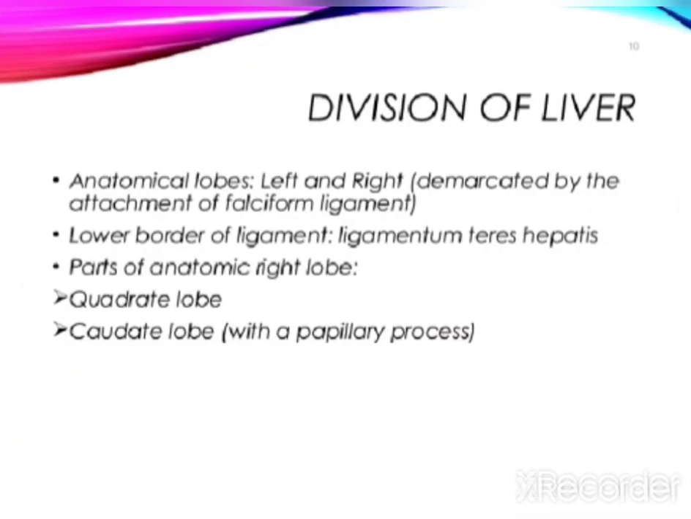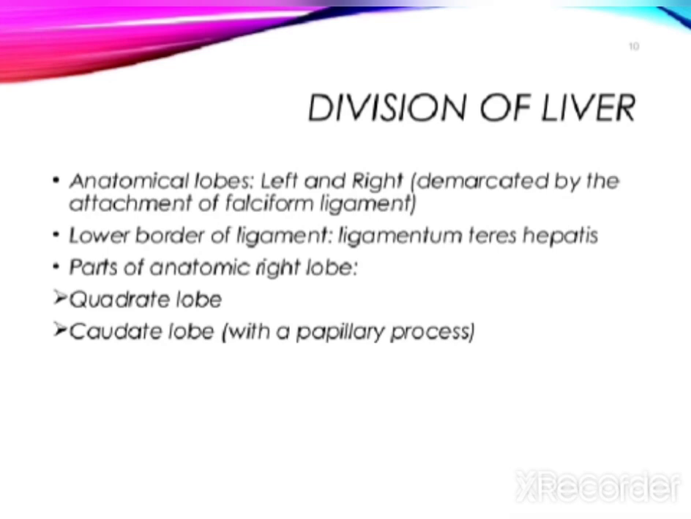So the division of the liver, now the lobes of the liver. Now how are the lobes divided in the liver? Anatomical lobes, left and right. Basically the liver is divided into right and left lobes by the attachment of the falciform ligament. This falciform ligament is attached anteriorly and superiorly and divides the liver into right and left lobes. Then inferiorly it is divided by the fissure of the ligamentum teres, the lower border of the ligamentum teres hepatis.